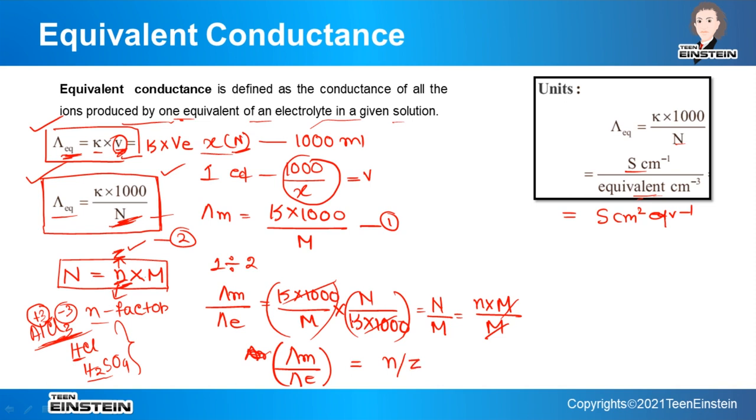So if you know the n factor, you can easily find out the unknown conductance. And if lambda e is given, then also you can find out lambda m. So this relationship is also very important. So three types of conductance we have seen: specific, molar, and equivalent. In case of specific, it is 1 unit volume. In case of molar, it is 1 mole of electrolyte. And in case of equivalent conductance, it is 1 equivalent of the electrolyte.